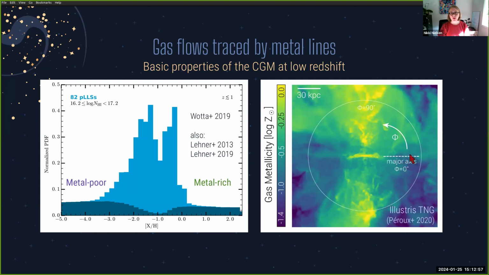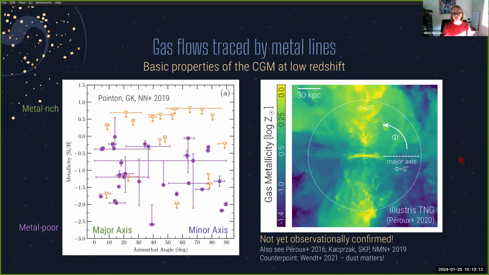And so the highest metallicity gas is actually in these outflows along the minor axis, whereas this lowest metallicity gas is coming in along the major axis. So we're seeing it in the simulations, but the problem here is that we're not yet confirming this observationally. This is work done by Stephanie Poynton, who was a student here at Swinburne a couple years ago, working with myself and Glenn. And she has this plot of metallicity as a function of that azimuthal angle.